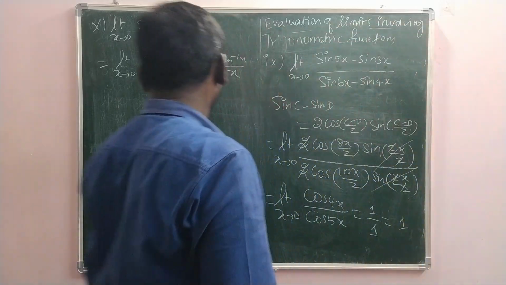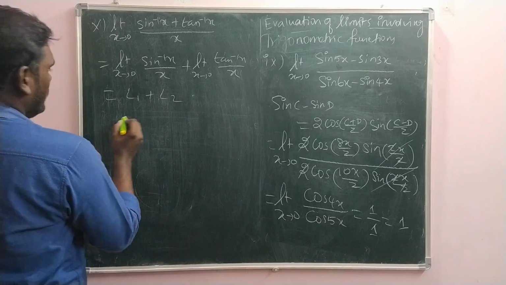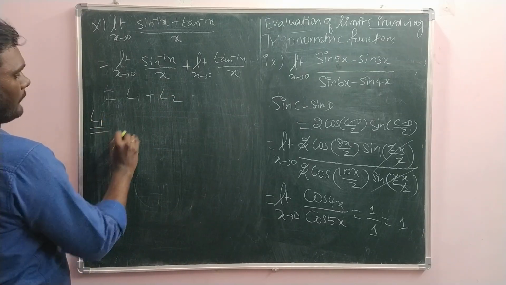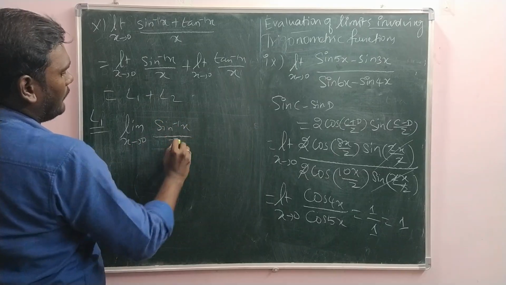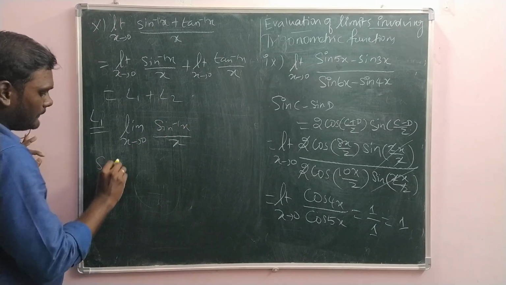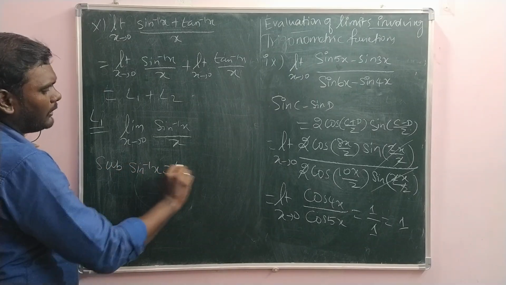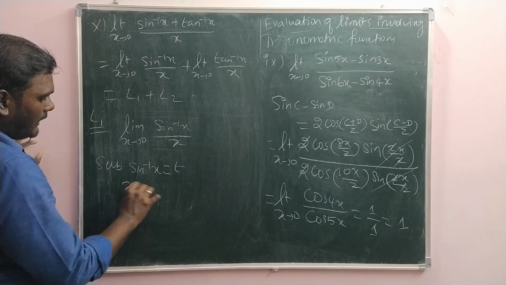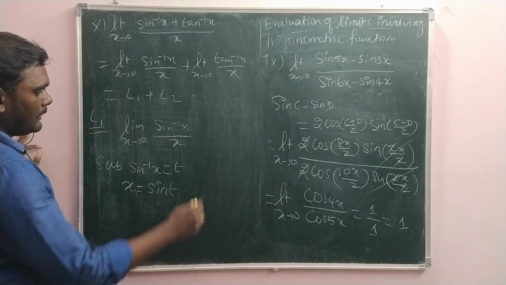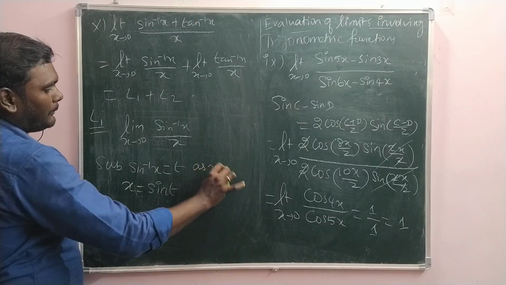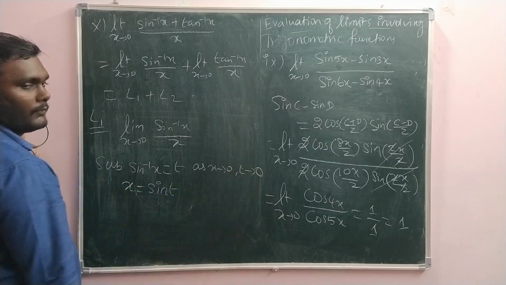Now we will substitute. Let this be L1 and L2. First we have to evaluate L1. See, limit x tends to 0, sin inverse of x by x. So now we will substitute that sin inverse of x is equal to t. Then x is equal to sin t. And as x approaches 0, t approaches where? Sin inverse of 0, it is also 0.